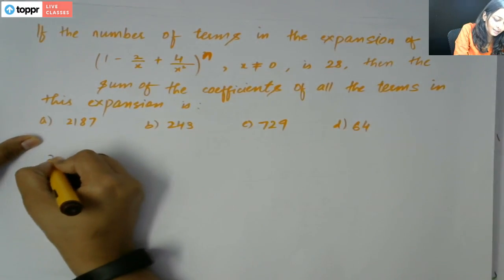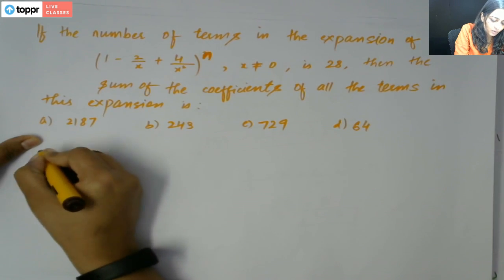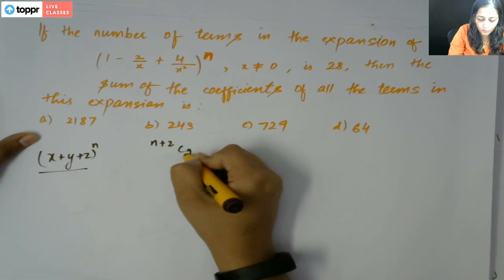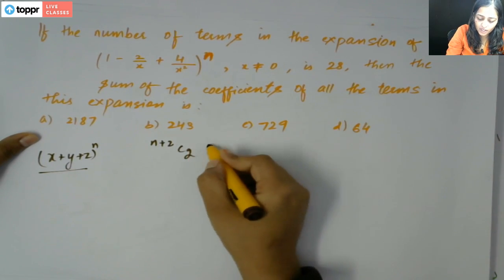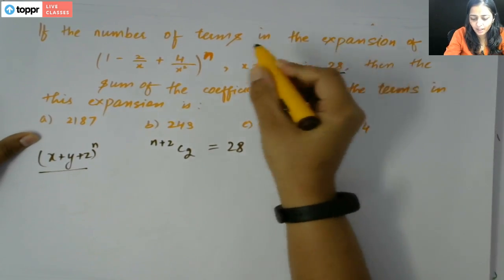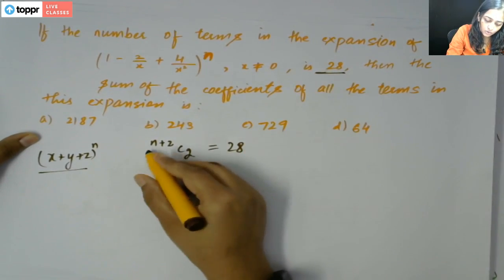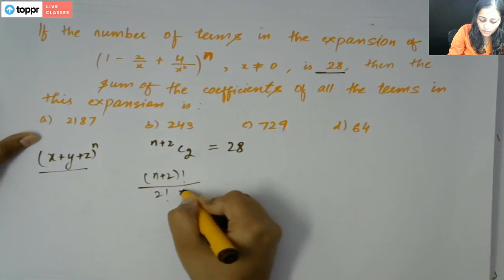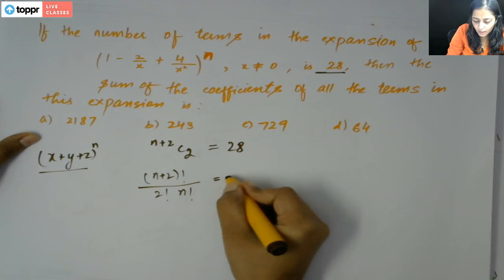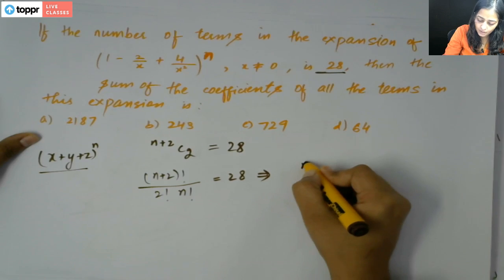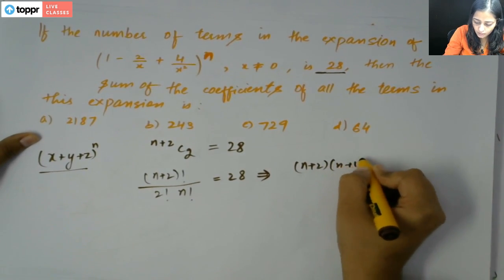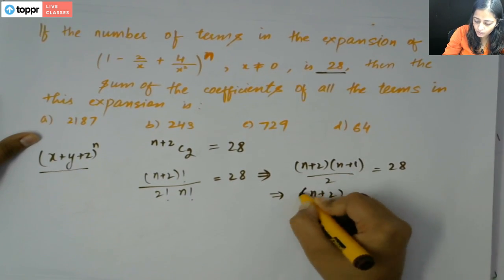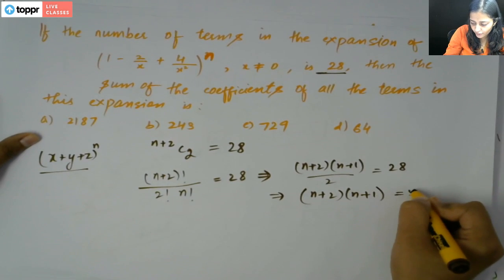But since we know that if (x plus y plus z) raised to the power n is expanded, the number of terms we get is (n plus 2)C2, right? So (n plus 2)C2 will be equal to 28 here, because we have been given that the number of terms is 28. So if I expand this, I'll get (n plus 2) factorial by 2 factorial (n plus 2 minus 2) factorial, equal to 28. This implies (n plus 2)(n plus 1)/2 equal to 28. If I solve this, I'll get (n plus 2) multiplied by (n plus 1) equal to 56.